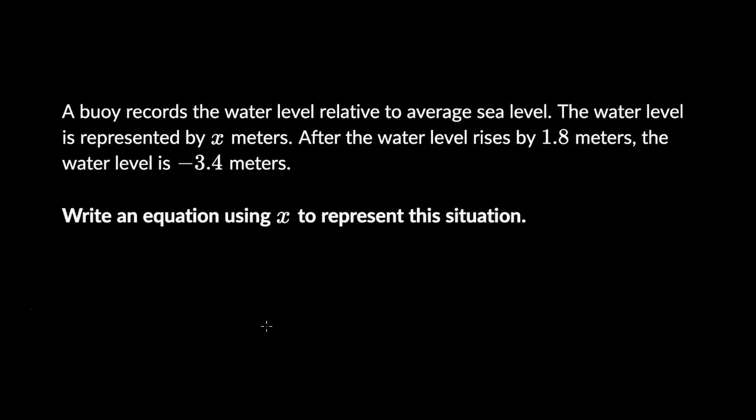So if it's starting at x meters, and then it rises by 1.8 meters, and then after rising by 1.8 meters, it gets to negative 3.4 meters, then this would be my equation.